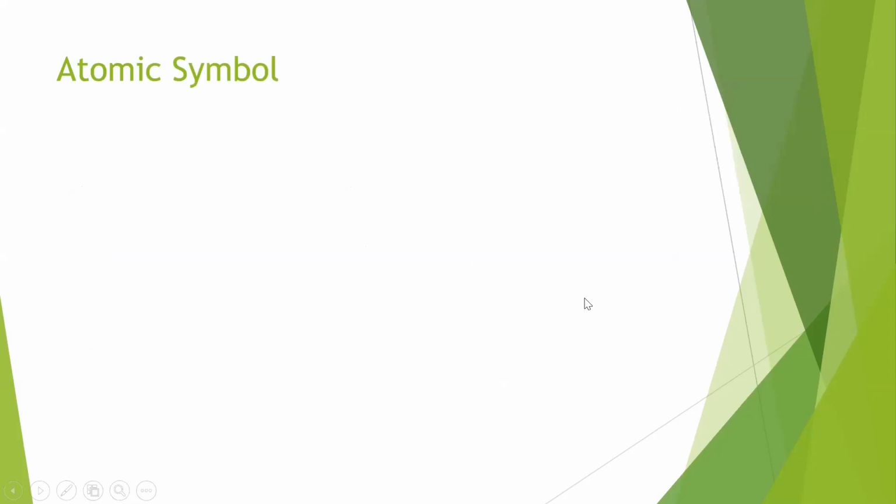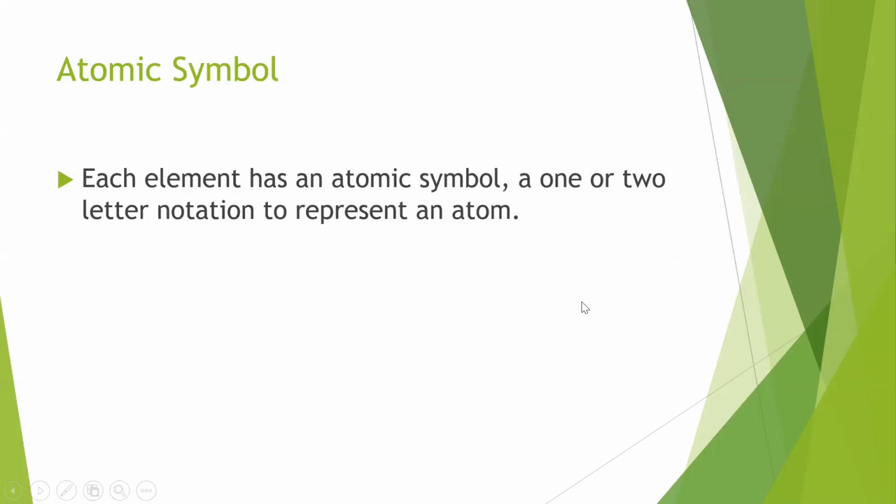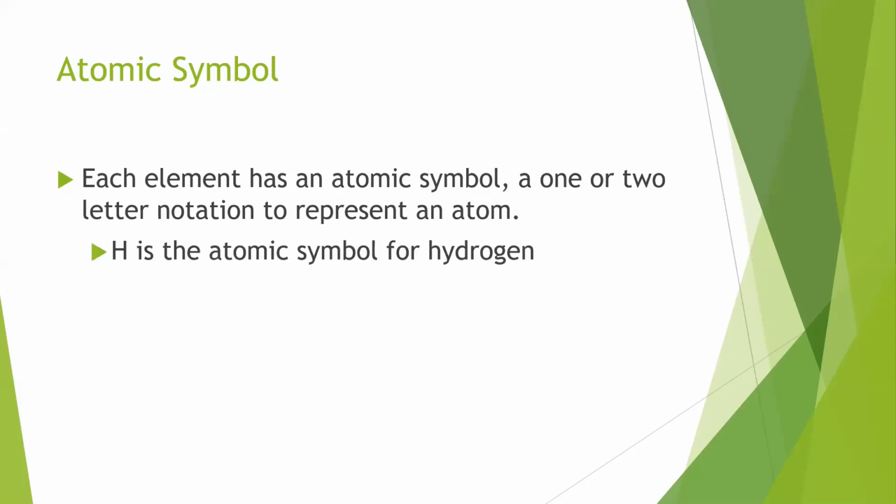So now we're going to talk about atomic symbol. Each element has an atomic symbol, which is just a 1 or 2 letter notation to represent an atom. So it's basically a shorthand for writing an atom. Instead of writing the whole name of the atom out, we're just using a shorthand.